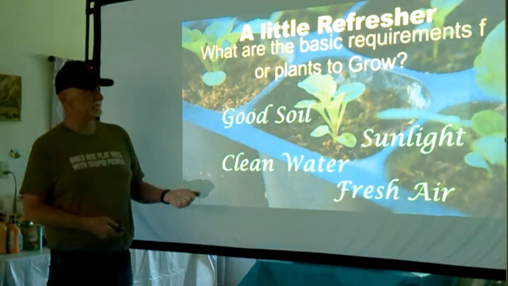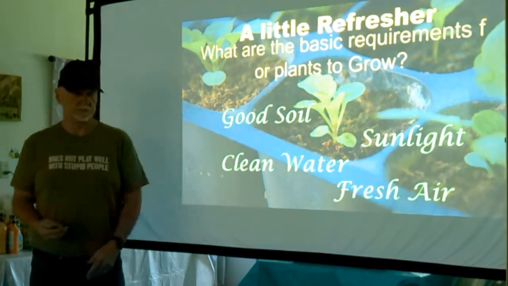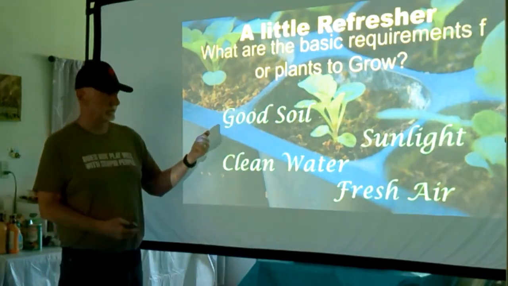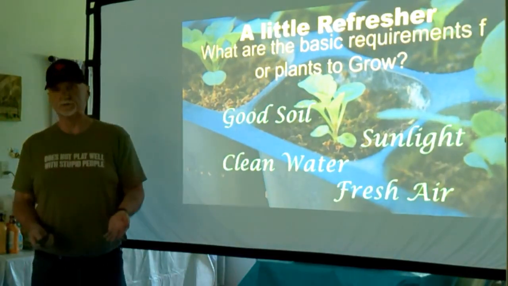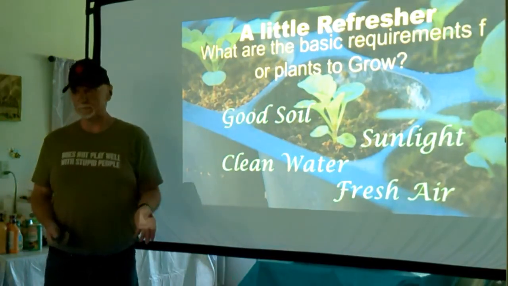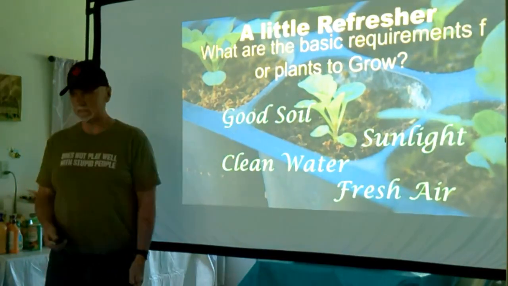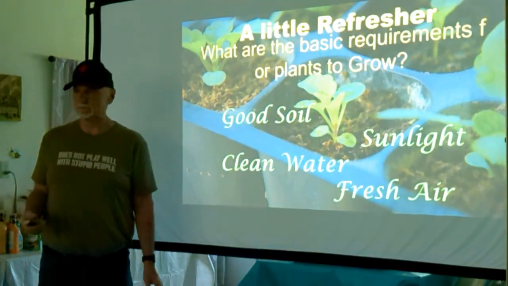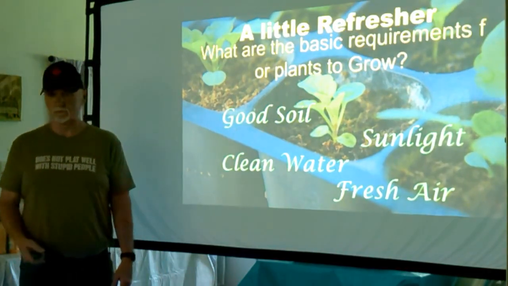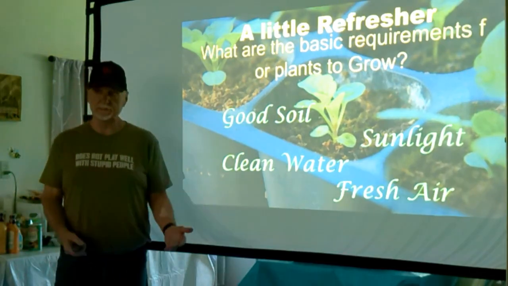Anyway, so what are the basics for a plant to grow? Well, there's 4 of them: good soil, sunlight, clean water, fresh air. Kind of self-explanatory, but it goes a lot deeper, because good soil, what does that mean? Over time we'll look at it and see. Sunlight, yeah, that one's pretty straightforward. We don't have much control over that. Clean water, yeah, we can have some control.